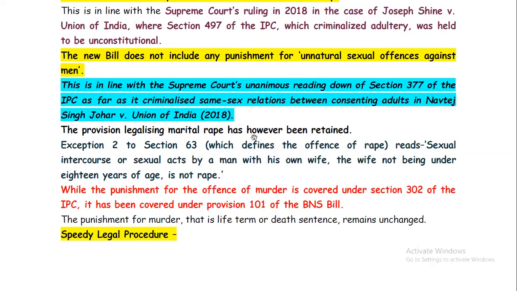The provision legalizing marital rape has, however, been retained. You know about marital rape; we have discussed it a lot in our previous lectures, some lectures before the APSC mains. Exception 2 to Section 63, which defines the offense of rape, reads: sexual intercourse or sexual acts by a man with his own wife, the wife not being under 18 years of age, is not rape. So if the wife is below 18 years of age, that may be considered rape. But if the wife is 18 years of age or above, then the sexual acts by her husband are not going to be considered rape.